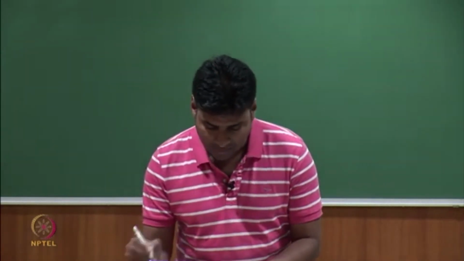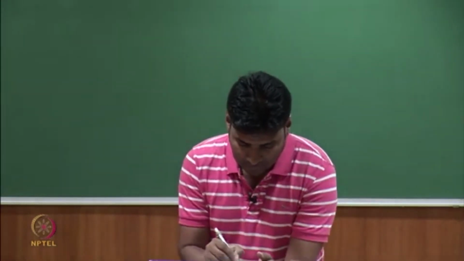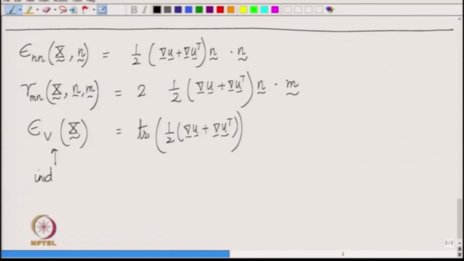So, we can also write that here. So, this is independent of the 3 line elements.